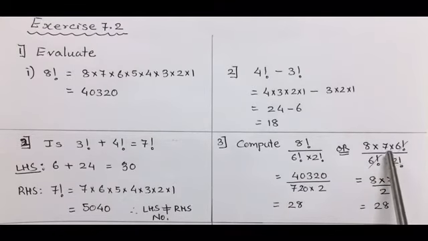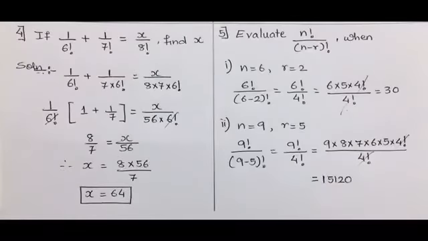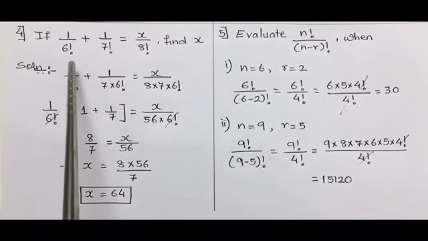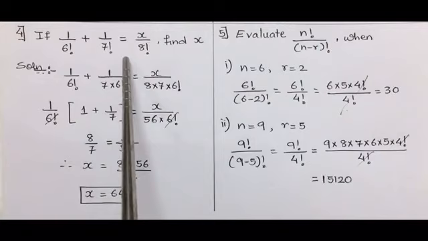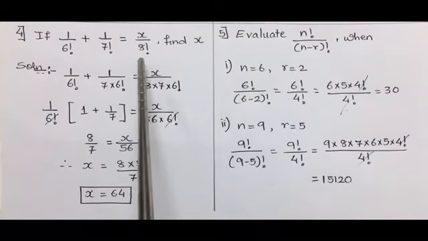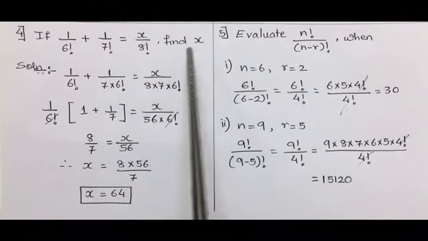So, how to calculate the factorial with the help of the second type? Understand it and practice more. Fourth example is, if 1 upon 6 factorial plus 1 upon 7 factorial is equal to x upon 8 factorial, find x.